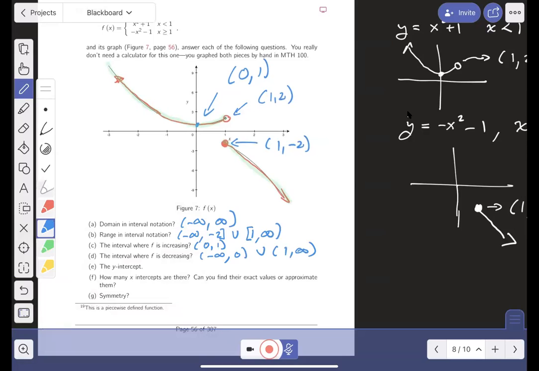What's the y-intercept? It's a point. What's the point going to be? 0, 1. How many x-intercepts are there? There's none. Is there symmetry? There's none. I don't see any even or odd symmetry. Let's go to the next page.